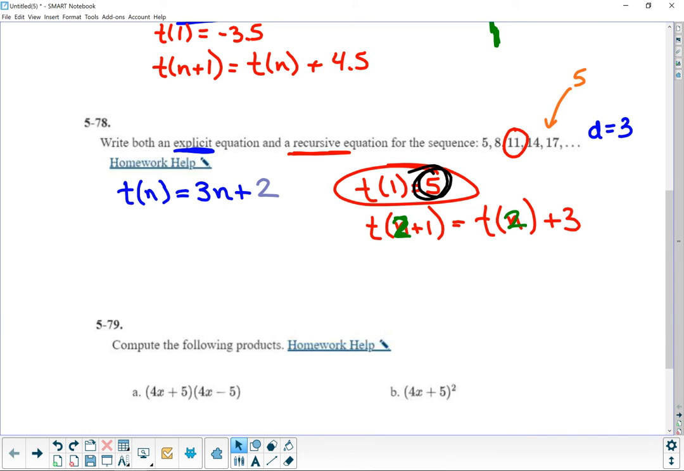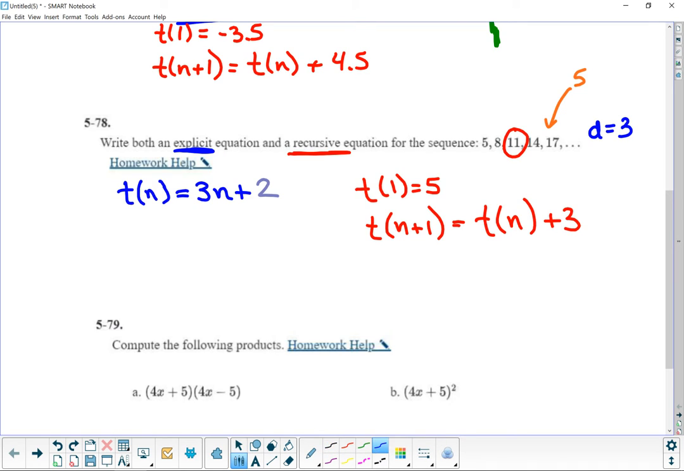So if you want any of those, you have to be able to just get the first one and the recursive pattern, the recursive formula, which is t of n plus 1 equals t of n plus 3. That's the recursive formula. This is 3n plus 2 is the explicit equation. So explicit, t of n equals 3n plus 2. Recursive, t of 1 equals 5, and then t of n plus 1 is equal to t of n plus 3.